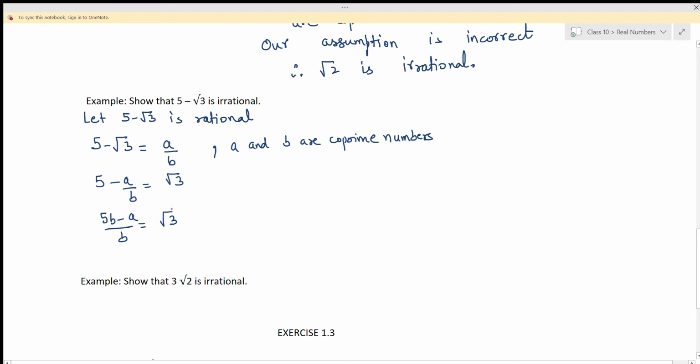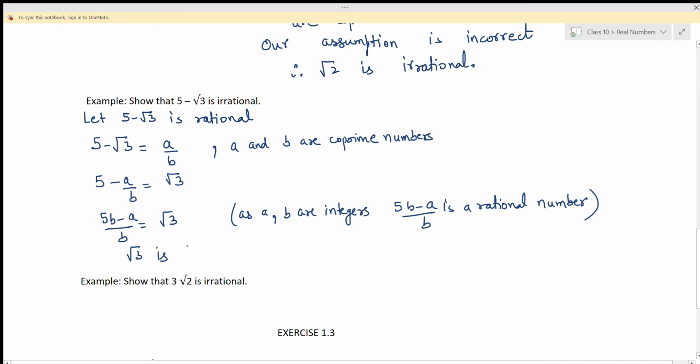Now as a, b are integers, so (5b minus a) by b is a rational number. So when this is a rational number, root 3 is also rational. But root 3 we have already proved is irrational, so we can do it like that.